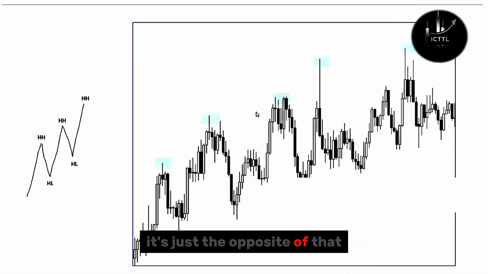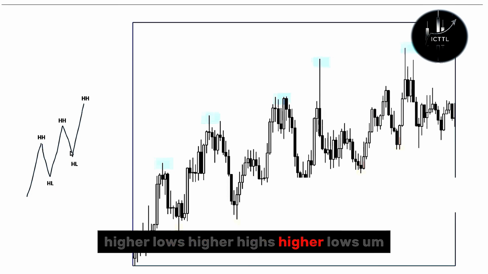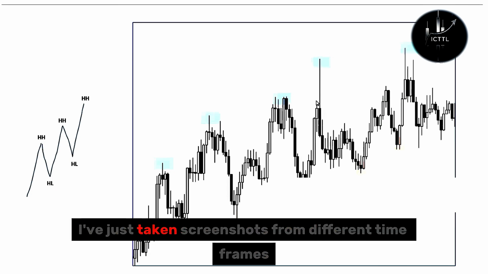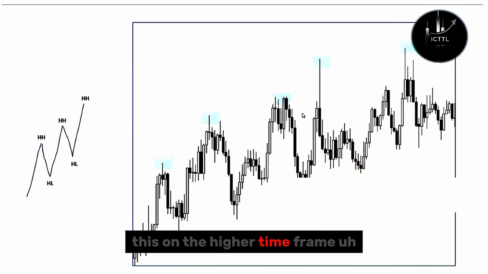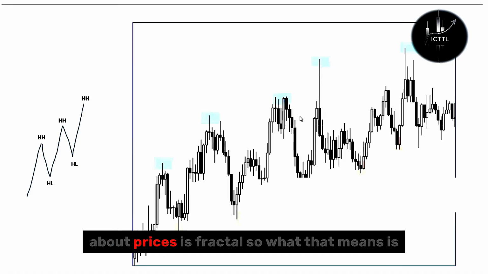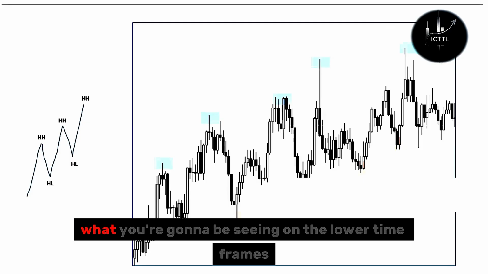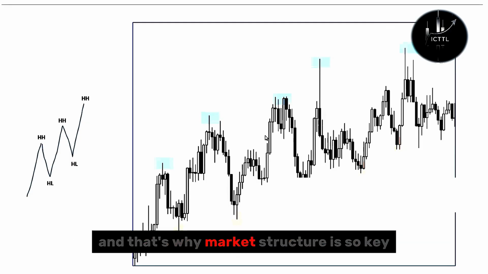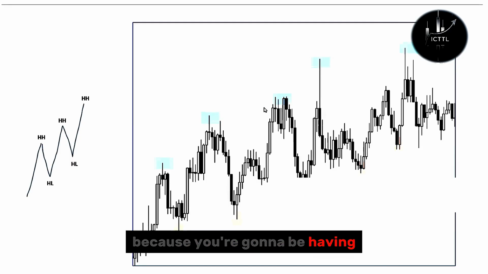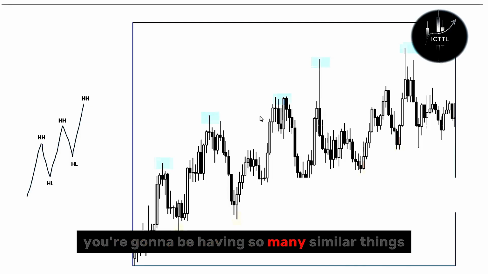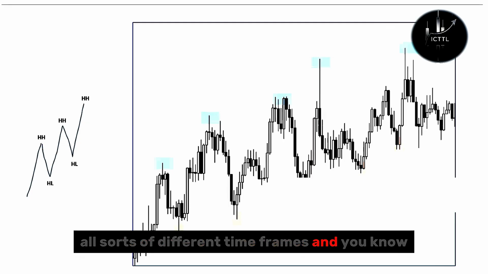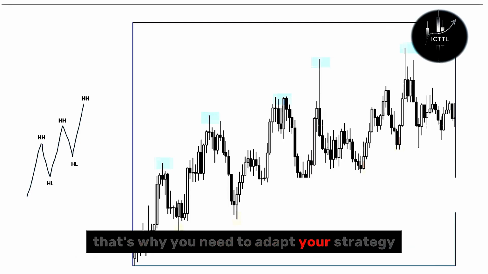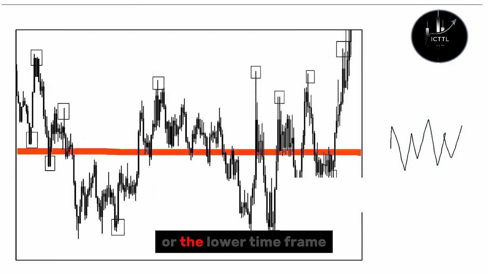Uptrend as well, which is the opposite of that. So you've got higher highs, higher lows, higher highs, higher lows. I've just taken screenshots from different time frames. As you can see, this is on the lower time frame because of the amount of candles, and this is on the higher time frame. One thing you need to understand about price is it's fractal. What that means is what you see on the higher time frames is also what you're going to be seeing on the lower time frames. That's why market structure is so key, because you're going to be having so many similar things happening on all sorts of different time frames. And that's why you need to adapt your strategy. Are you going to be trading on the higher time frame or the lower time frame?